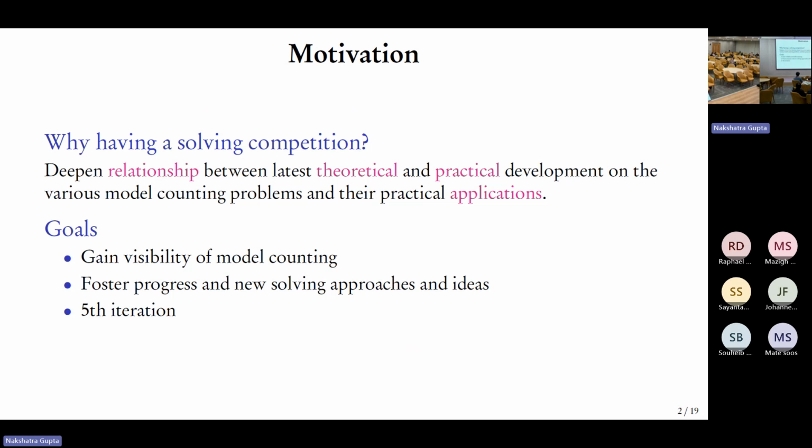So the competition started in 2020 to make model counting more visible to different research communities. And the idea was to gather benchmarks and application instances from different domains. And let's check how we are doing in this 5th iteration of this competition.